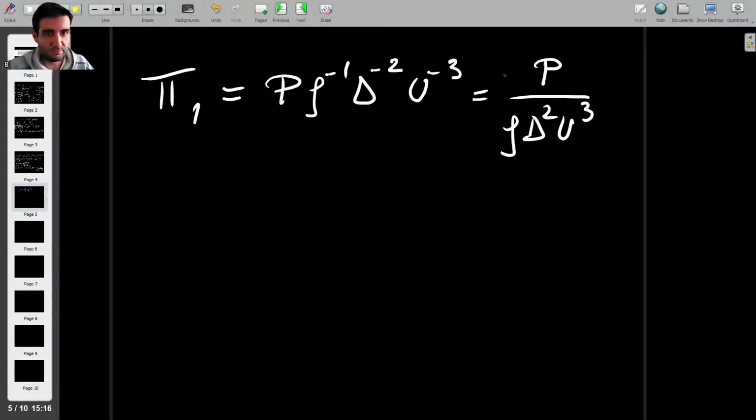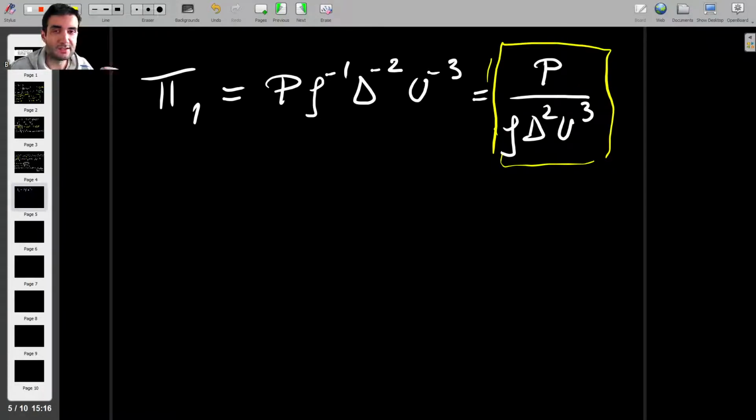And if you try it out, you'll see that this here has no units. So this is a dimensionless power, sort of like a power coefficient of sorts, if you want to think about it this way. And that's the first pi group. And we're going to do exactly the same thing with the other two groups as well.